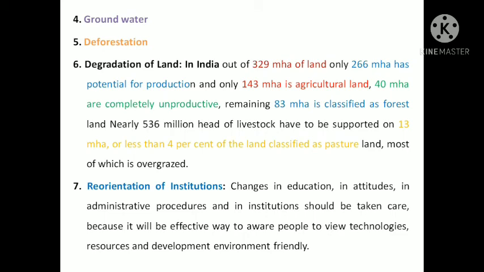Reorientation of institutions, like change in the education system, in attitude, and in administrative procedure. The institutions should be taken care of, because it will be an effective way to make people aware to view technologies, resources, and development in an environment-friendly way.